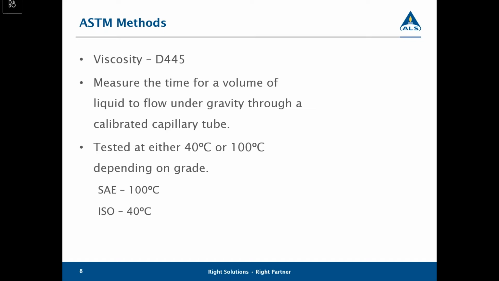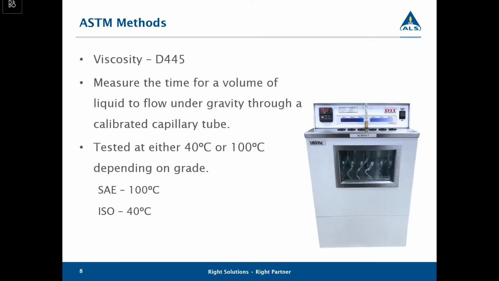ISOs, sometimes those are found in gearbox or hydraulics, and those will run at 40 degrees Celsius to determine if they meet that grade. This is the instrument that we use to do that. In the kind of silver box that you see in the middle is a window, and inside of there is about 4 gallons of a silicone type fluid. So it's non-conductive, and that's why you can see some electronics in there. And those tubes are inside of that fluid so that they can be kept at a very constant temperature.